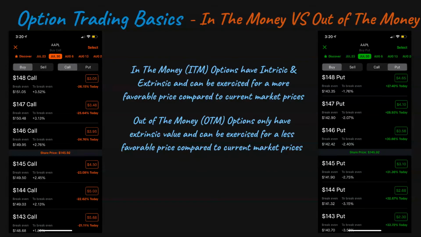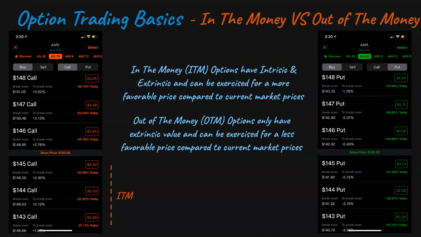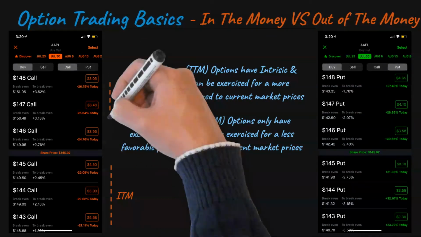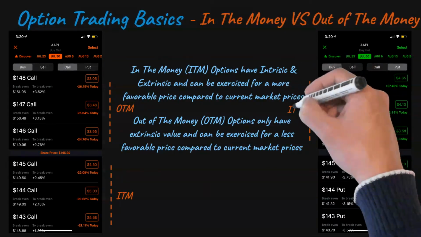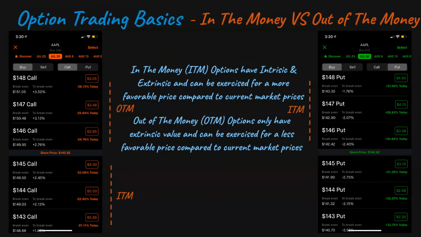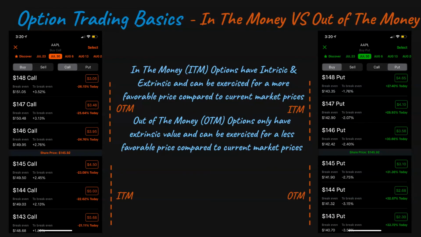For calls, in the money options means the strike price is below the stock's market price. Out of the money means the strike price is above the stock's market price. For puts, it's opposite. In the money options mean that the strike price is above the stock's market price, and out of the money options mean the strike price is below the stock's market price.